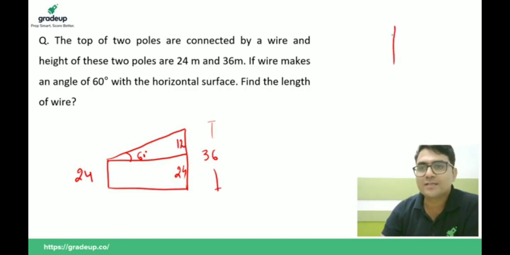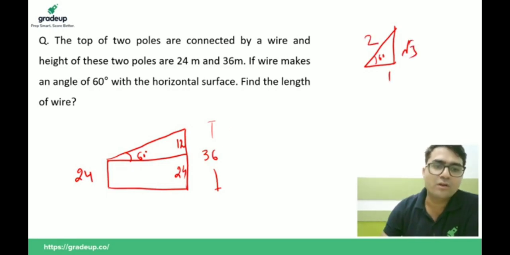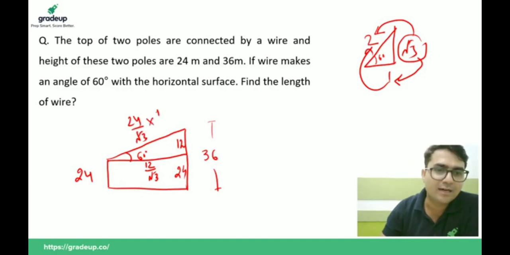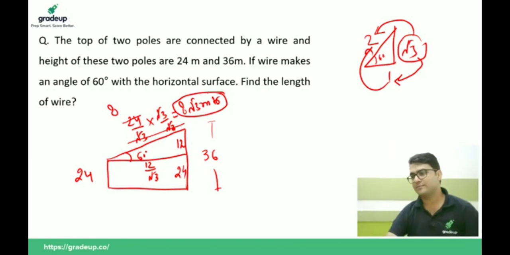Now we have the basic figure: 60 degree, root 3, 1, 2. So if we have 12 here and we have to go to 2, first convert this into 1. 12 gives us 12 by root 3. If this is 1, this is 2. If this is 12 by root 3, this is 24 by root 3. And you can easily rationalize these. So you will get 3 into 3, 3 8s, that is 8 root 3 meter is the length of the required wire. I hope you got the point.